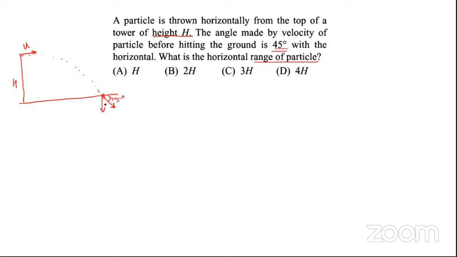Alright, when it hits at 45 degrees, its vertical and horizontal components are equal in magnitude. Only then will it make 45 degrees. That means Vx equals Vy, and because the horizontal component always remains the same, it equals u. So from here we get Vy equals u. This will be useful later.